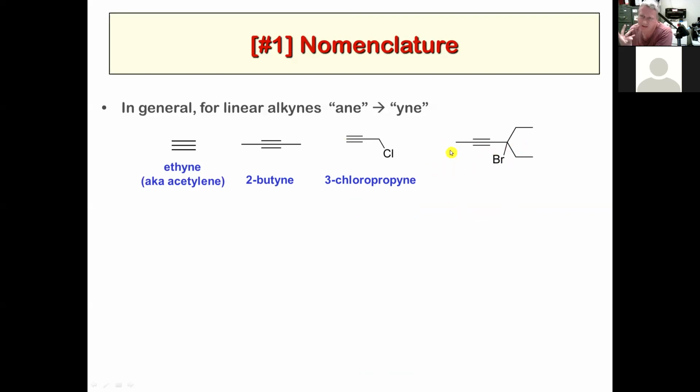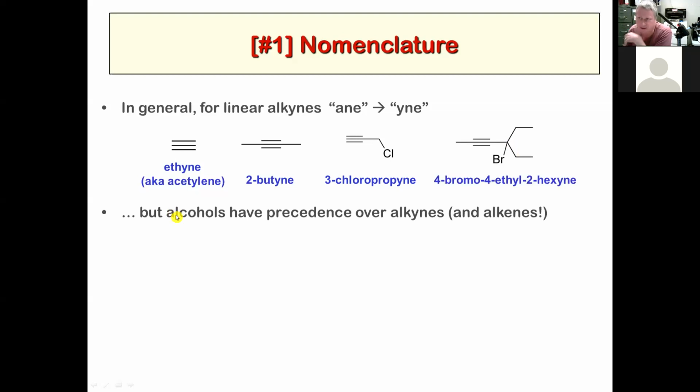So think about the name. It's going to be 1, 2, 3, 4, 5, 6. So it's going to be something hexyne, right? Something hexyne. And where's the alkyne? It's on 2. So it's something 2-hexyne, right? But on carbon 4, 1, 2, 3, 4, we have a bromine and an ethyl group. And remember we alphabetized those. So it's going to be 4-bromo, 4-ethyl, 2-hexyne. Okay.